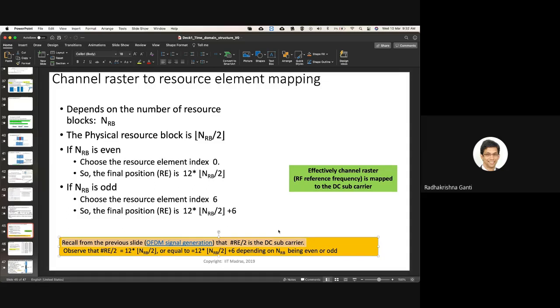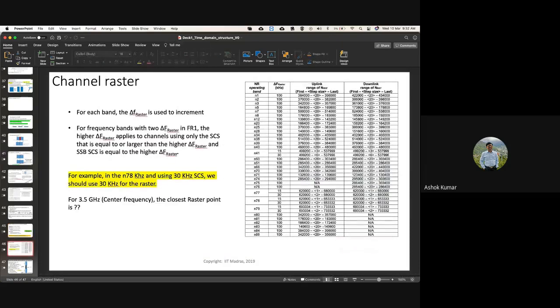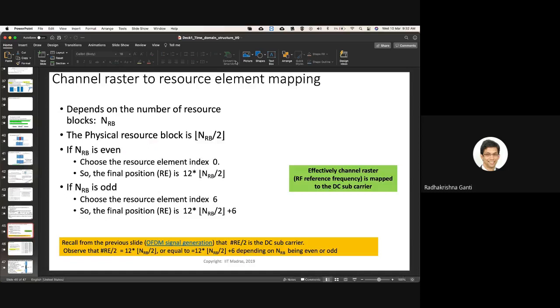Any question? But only one of the channel raster, right? Because you said that every 5 kilohertz there will be a channel raster. So one of the channel raster will be DC? Yeah, one of the channel raster, whatever channel raster you picked up.